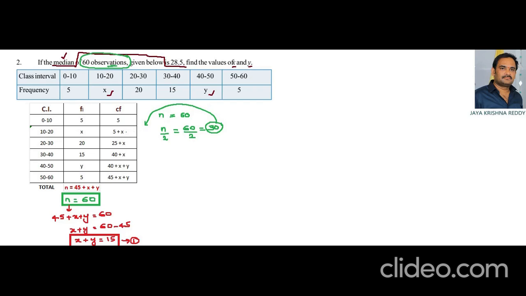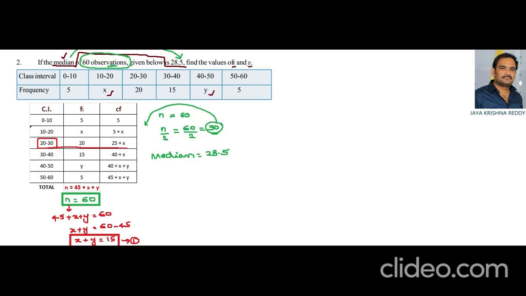But here variables x and y are given. We don't know the values of x, y. So how can we identify the CF which is nearest to n by 2 and greater than n by 2? For that, the clue is given in the question. The median value is given as 28.5. Median value is 28.5 means the median class interval is 20 to 30, because the median 28.5 lies in this interval. So this is the median class interval.